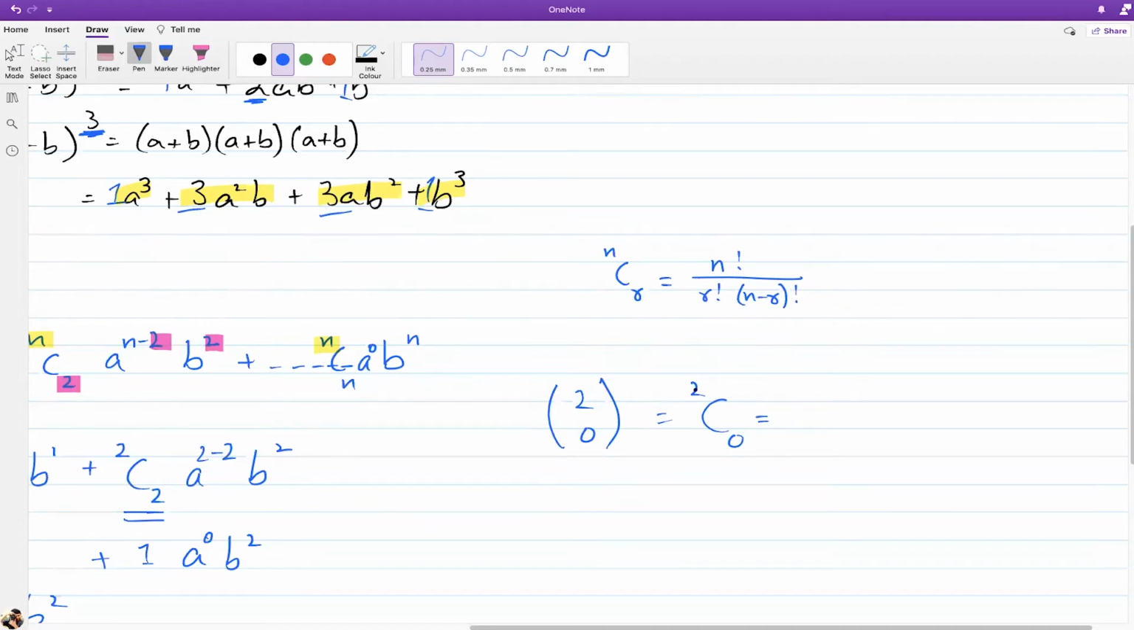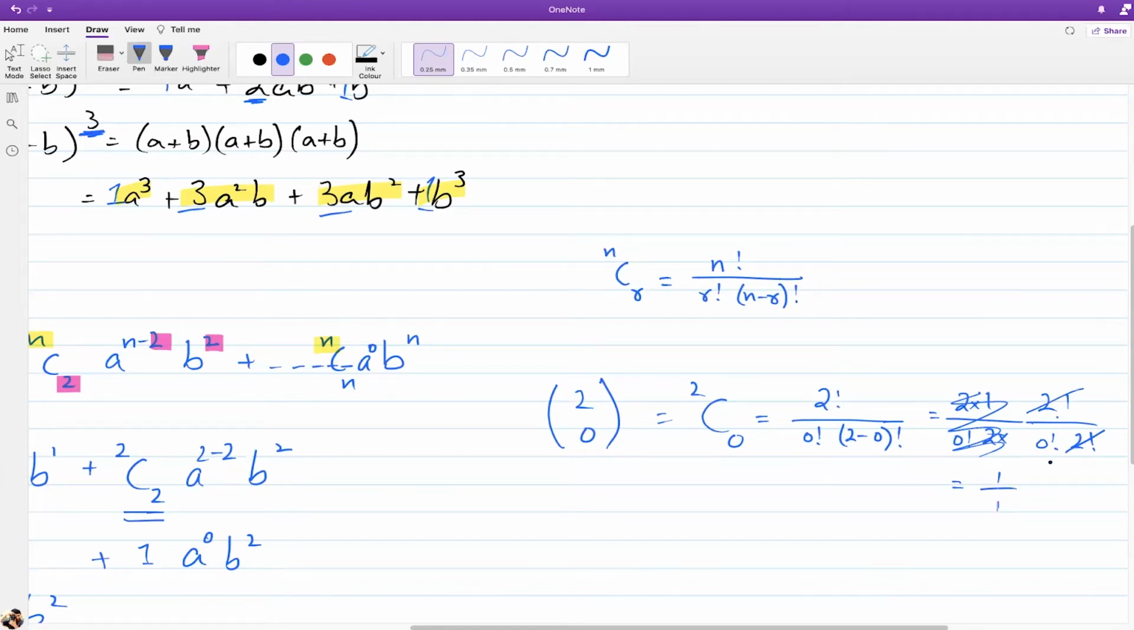So when I say 2c0, what exactly am I saying? I'm saying 2 factorial over 0 factorial times (2 minus 0) factorial. Now, what exactly is a factorial? There is a lot of detail to that, but for now it suffices to know what it is. So 2 factorial is basically 2 times 1. And 2 minus 0 factorial is 2 factorial. So it is 2 factorial over 0 factorial times 2 factorial, and 2 factorial cancels with 2 factorial. You'll get 1 over 1, and that is 0 factorial.